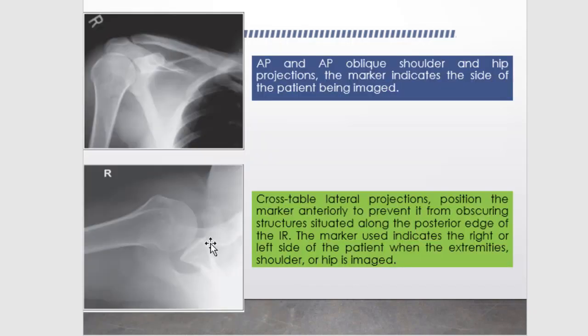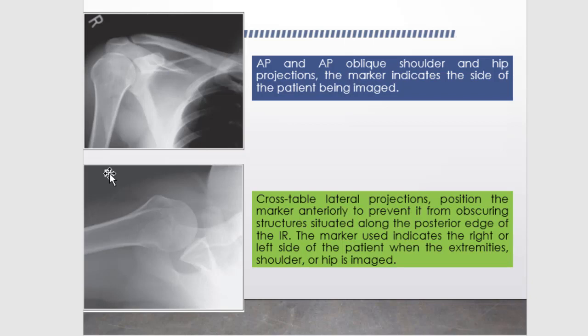Okay. For AP and AP oblique shoulder and hip projections, the marker indicates the side of the patient being imaged. This is straightforward. But for the cross table lateral projection, position the marker anteriorly to prevent it from obscuring the structures situated along the posterior edge of the image. But be very careful: if you place it here, the tendency to cut off the soft tissue of the patient is very high. It is better to put it in the anterior aspect.